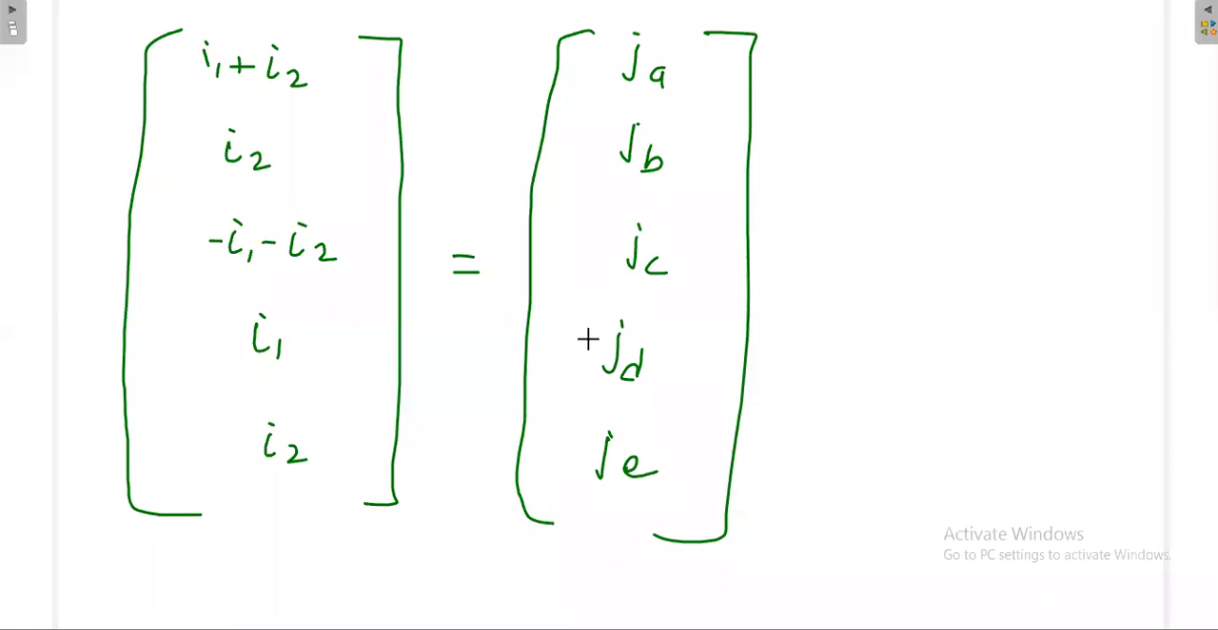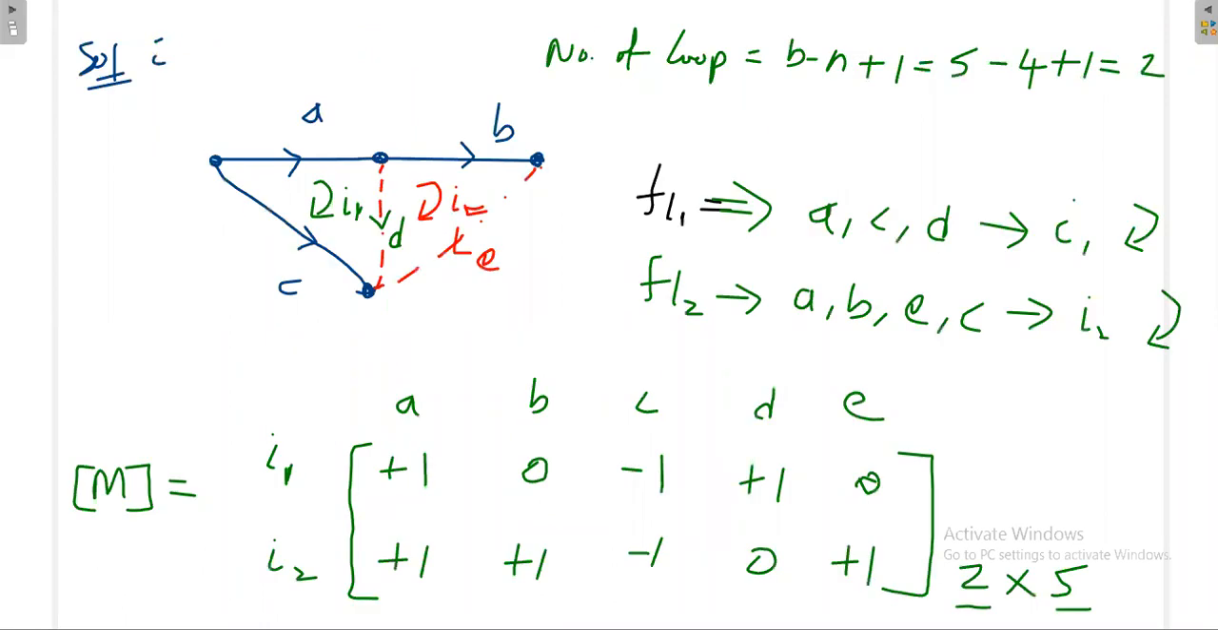So, sir, it's getting wrong. Please wait a bit. We made a blunder mistake here, because this I2 is not flowing this way. I can make it clear here.